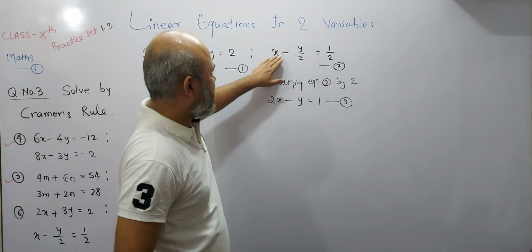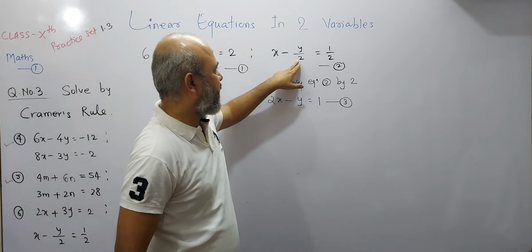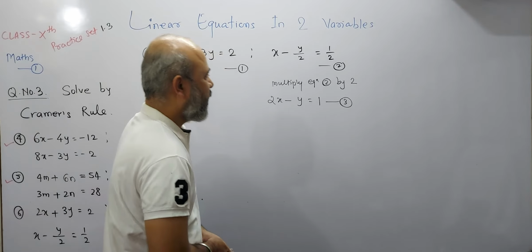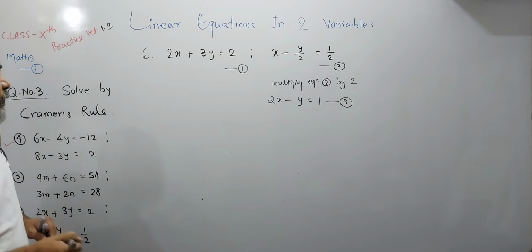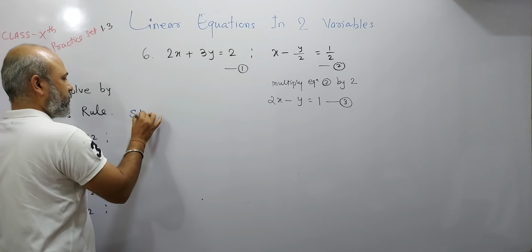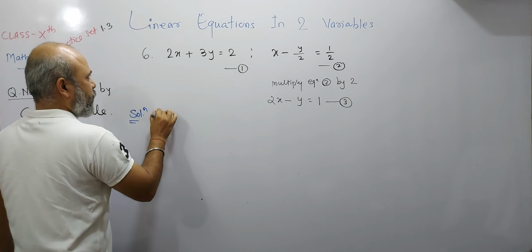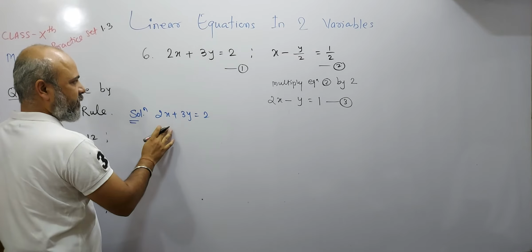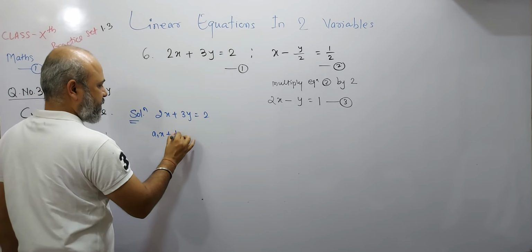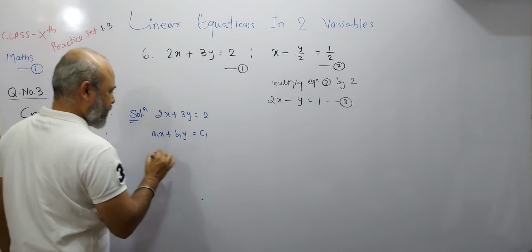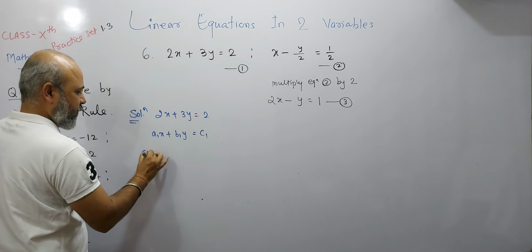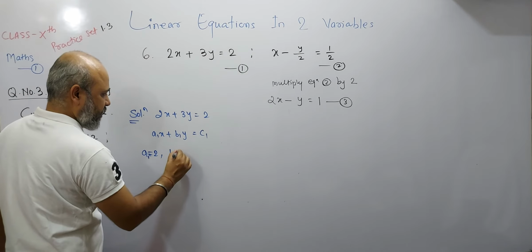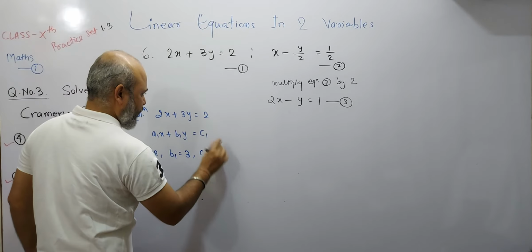Okay. So x minus y by 2 is equal to 1 by 2, so just multiply by 2, so you will cancel out this 2 and this 2, so you will get 2x minus y is equal to 1. And now we will solve by Cramer's rule. So solution, 2x plus 3y is equal to 2. So compare this equation with a1x plus b1y is equal to c1. So you will get a1 is equal to what? What will be a1? a1 will be 2. a1 is 2. What is b1? b1 is equal to 3 and c1 is 2.